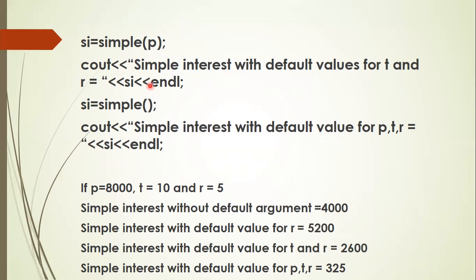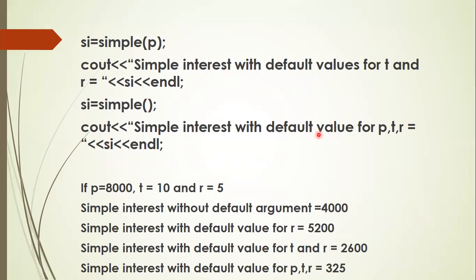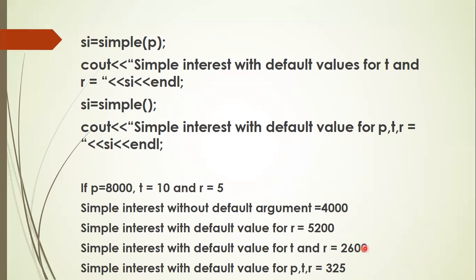The third case, I'm calling the function with simple of P. Here, how many arguments are missing? 2 arguments are missing. So in that case, the P value takes 8000. For T and R, it takes the values 5 and 6.5. So the formula becomes 8000 into 5 into 6.5 divided by 100. The correct answer is 2600.